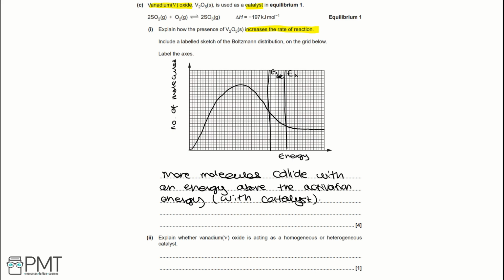Part 2. Explain whether vanadium 5 oxide is acting as a homogeneous or heterogeneous catalyst. Vanadium 5 oxide is acting as a heterogeneous catalyst, and that is because the catalyst is in a different state from other substances in the reaction. To get the mark for this question, you must say heterogeneous and then why it's heterogeneous, and that's because the catalyst is in a different phase or state.